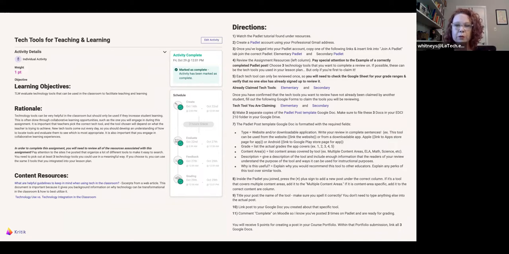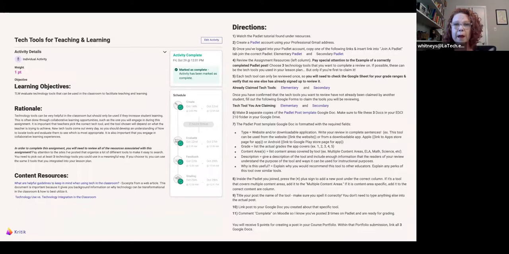So they choose their tools, they post them on Padlet, and it's separated by content area. And then I share that out with my professional learning network on Twitter, and they do too, so that we can share these technology reviews with other professionals that are in the classroom.